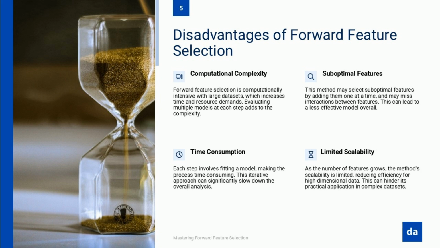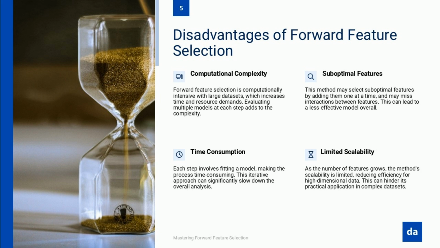Finally, time consumption. If you're under pressure to get results fast, forward feature selection might not be your best friend. It's slower than other techniques like LASSO or embedded methods that can shrink feature sets in one go. Forward selection is meticulous, which is great for precision, but not so great when you're on a deadline. So, is it a bad method? Absolutely not. It's just not always the right tool for the job.